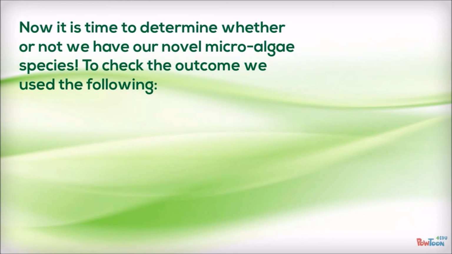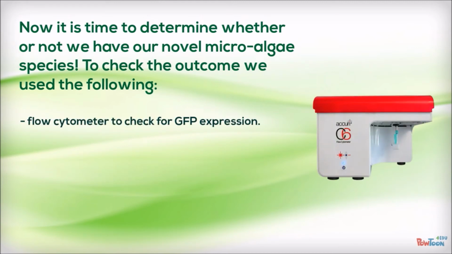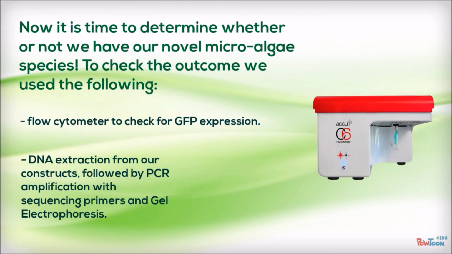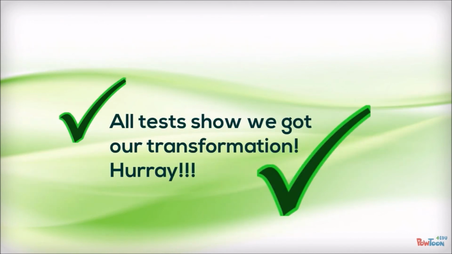Now it is time to determine whether or not we have our novel microalgae species. To check the outcome, we use the following: flow cytometer to check for GFP expression, DNA extraction from our constructs, followed by PCR amplification with sequencing primers and gel electrophoresis. All tests show we got our transformation. Hooray!